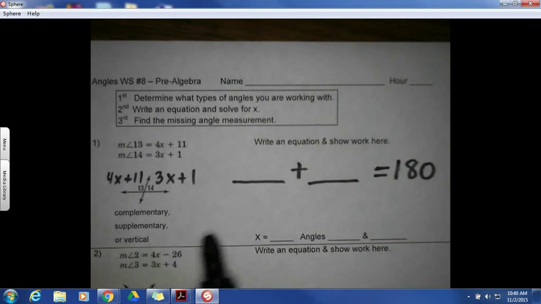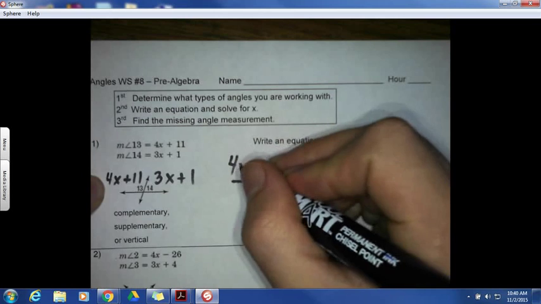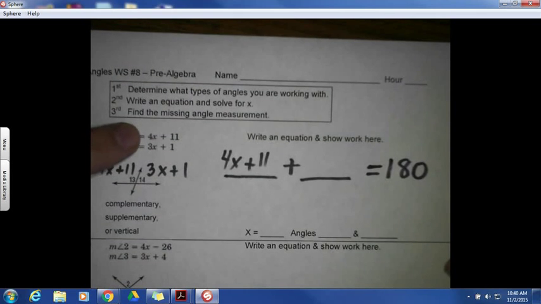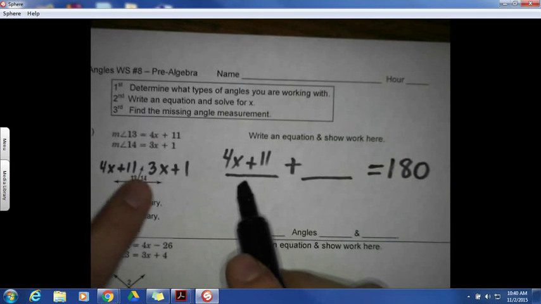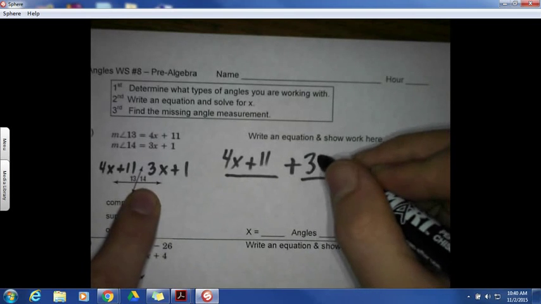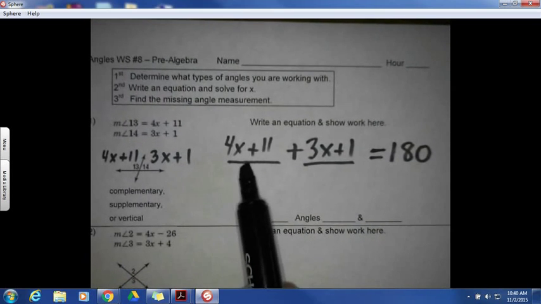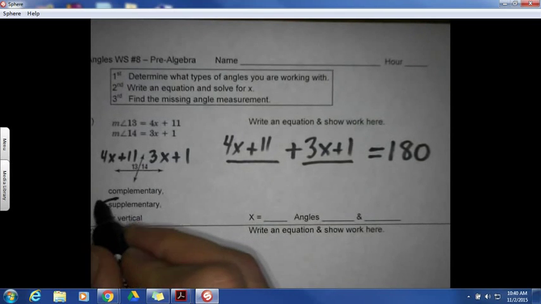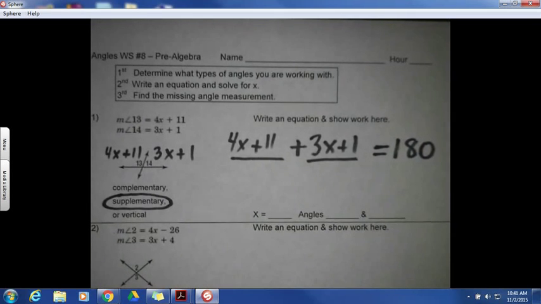So, do we know our angles? Yes, we do. Angle 13 is 4x plus 11. Even though we don't know what the measurements of the angles are, we've been given this information, that angle 13 is 4x plus 11. So we're adding 4x plus 11, angle 13, to angle 14, which is 3x plus 1. That's our equation. One angle plus another angle equals 180. We know that again because these are supplementary angles. Together they make a straight line, or 180 degrees.